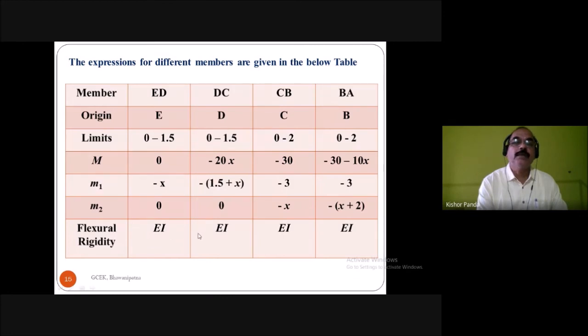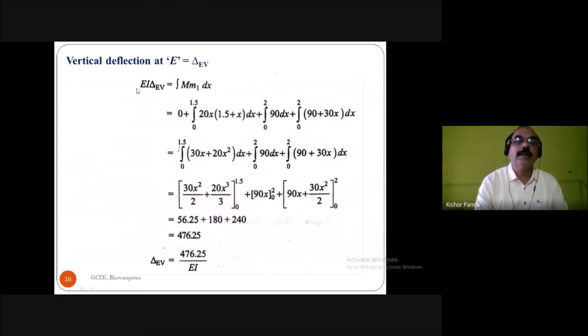Then find out the vertical deflection at E. After putting this integration limit and the values of capital M and small m1, and after integration and putting in the values, finally you get delta EV equal to 476.25 by EI. So the vertical deflection at E is equal to 476.25 by EI.